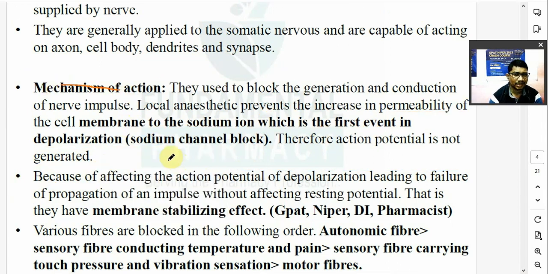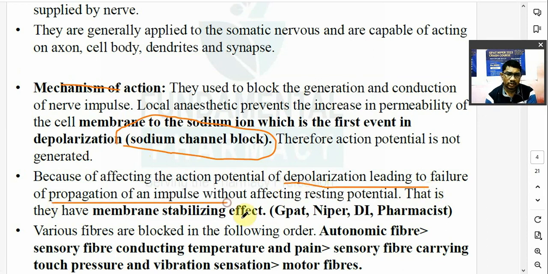So इसका आता है क्वेश्चन कभी-कभी. Mechanism. They are the sodium channel blockers. They will prevent the formation of impulse and conduction of impulse. Okay. Because of affecting the action potential of the depolarization, linked to failure of propagation of impulse without affecting the resting membrane potential, thus they have membrane stabilizing effect.